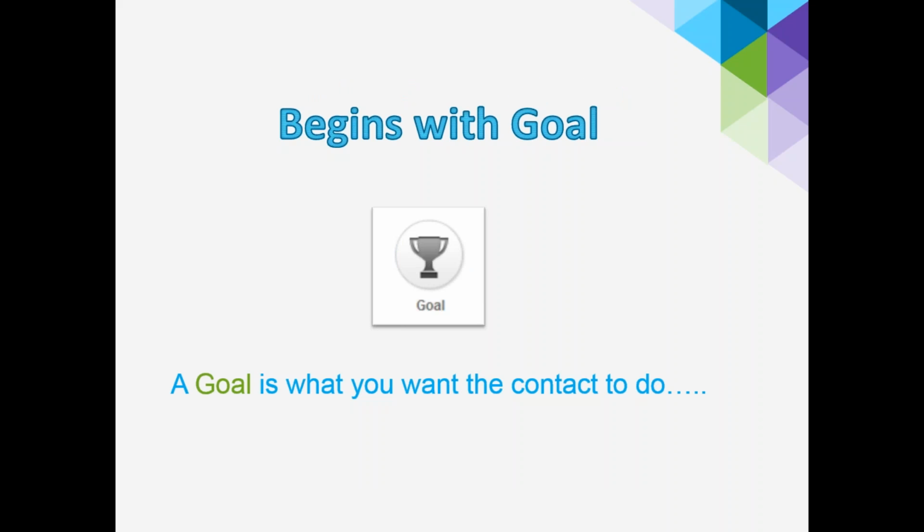So in our Campaign Builder, there are just 2 things that you really need to remember. I used to say they were ingredients, but I took that out so I can be faster. A campaign begins with a goal, and a goal is what you want the contact to do. It's represented in Infusionsoft with a circle.